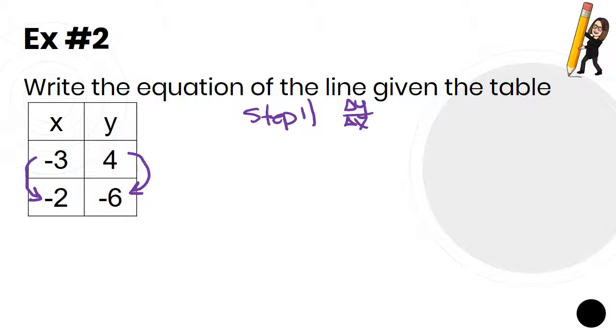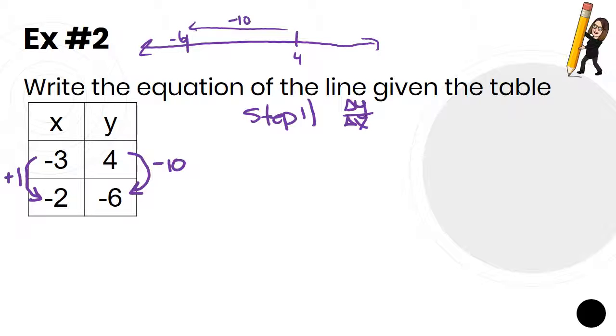So to go from 4 to -6, that's a jump of -10. To go from -3 to -2, that's a jump of +1. Remember to use a number line, right? If I'm at 4 and I go left to -6, that's a change of 10. Left, so it's negative. So the change in y is -10. The change in x is +1. If I divide those, m equals -10.